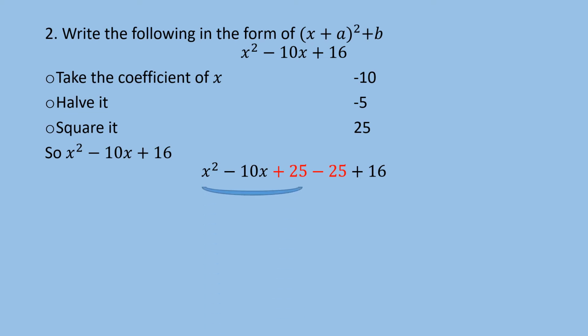So x squared minus 10x plus 25 is a complete square. It means it is a perfect square. So we can write it as (x minus 5) squared. Then the remaining part is minus 25 plus 16. When we are simplifying, we can get the answer (x minus 5) squared minus 9.